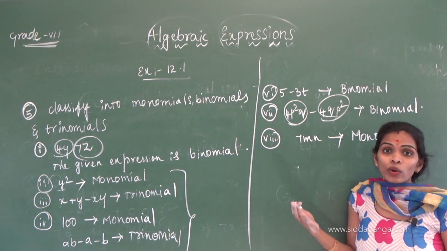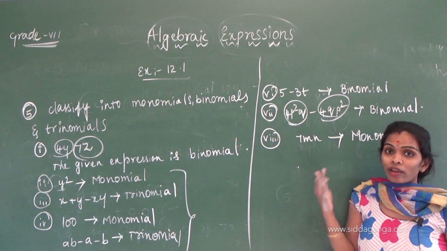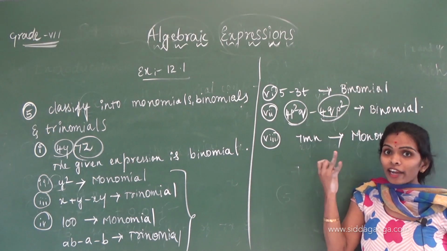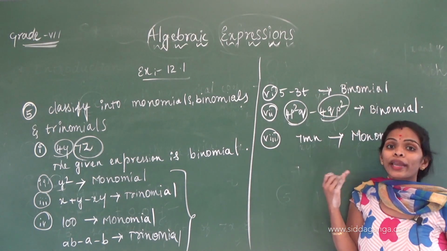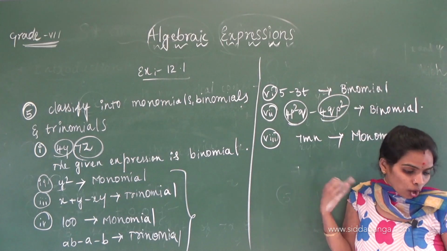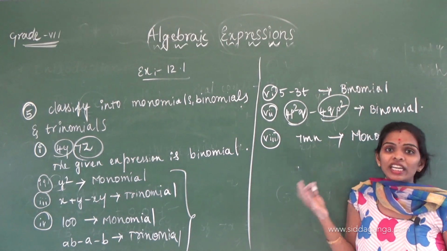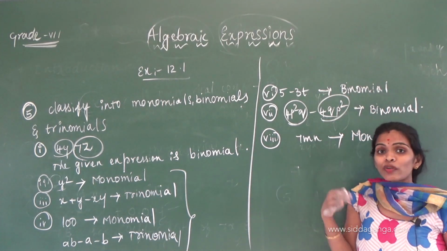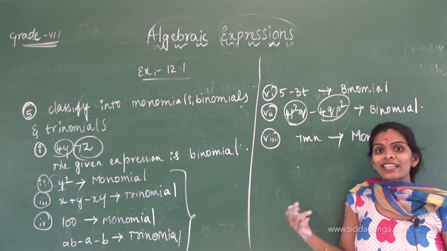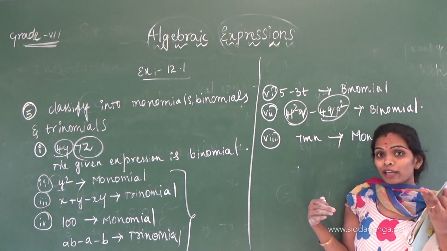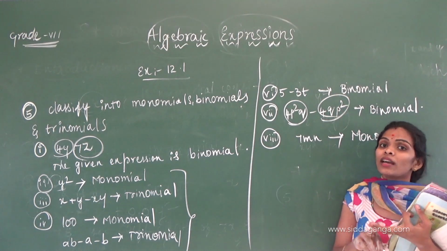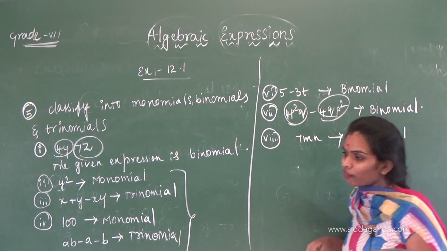10th one. a square plus b square, 2 terms are there, that's why we can tell that the expression is a binomial. z square plus z, 2 terms are there, that's why it is a binomial. 1 plus x plus y square, 3 terms are there, that's why it is a trinomial. I think you can do that one.